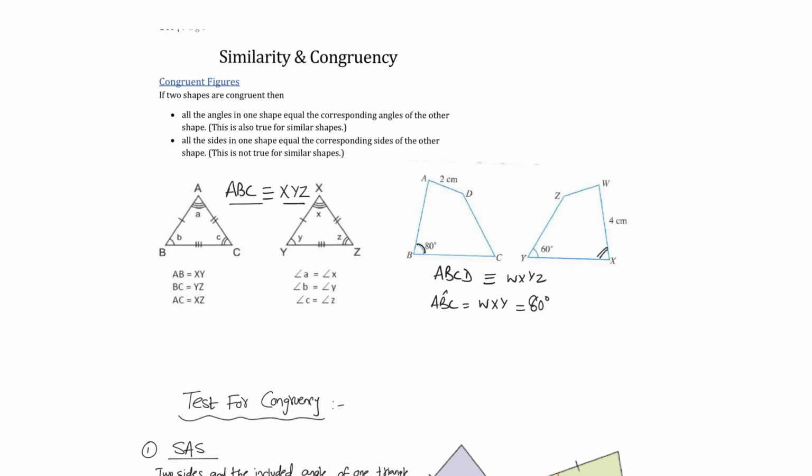Now the angle XYZ corresponds to angle BCD, therefore the value of this angle must also be 60 degrees. Let's talk about the length.